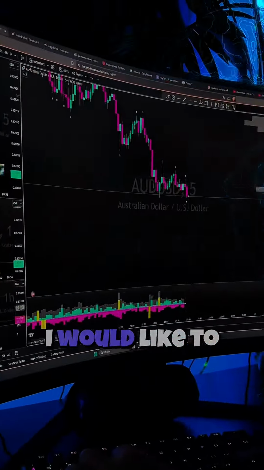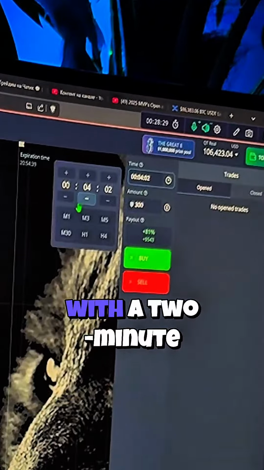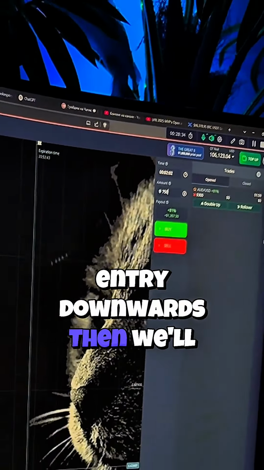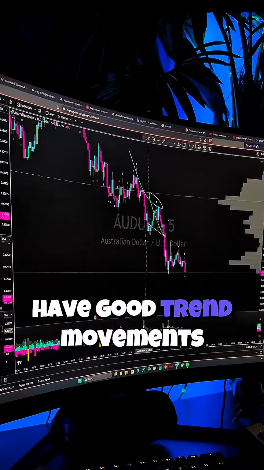So here is SD. I would like to try to take an entry for a decrease, and here SD percentage allows it. Let's start with a 2-minute entry downwards. Then we'll see how to continue, maybe 4 minutes, for what reason. So firstly, we have good trend movements here.